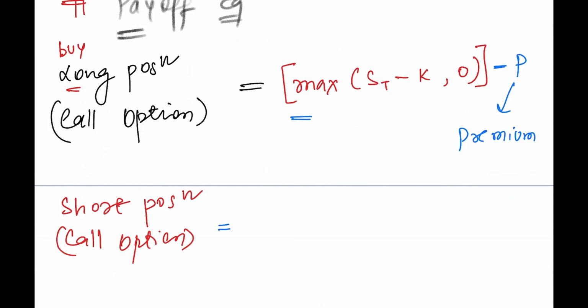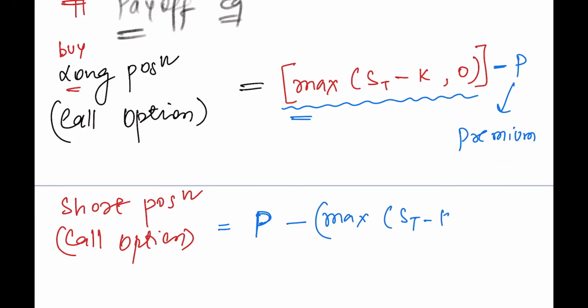Similarly, for a short position, we know that the seller will receive the premium, so plus P, and we just take the negative of this part. So this is nothing but the negative of the maximum of ST minus K comma 0. This will be your payoff equation for the short position.